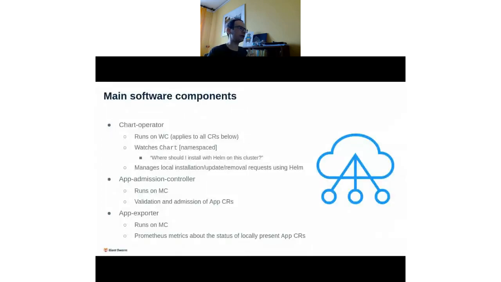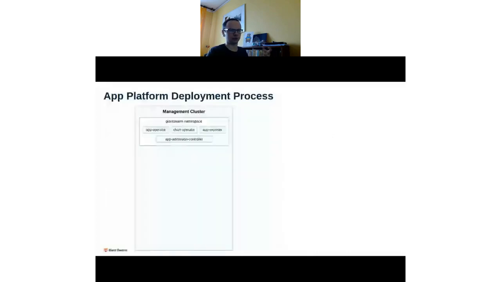And finally, app exporter, which runs on management clusters as well. This is our monitoring extension that scans constantly for app CRs present at local management cluster and reports some statistics in Prometheus format for us to be able to monitor and to alert about application lifecycle management events.